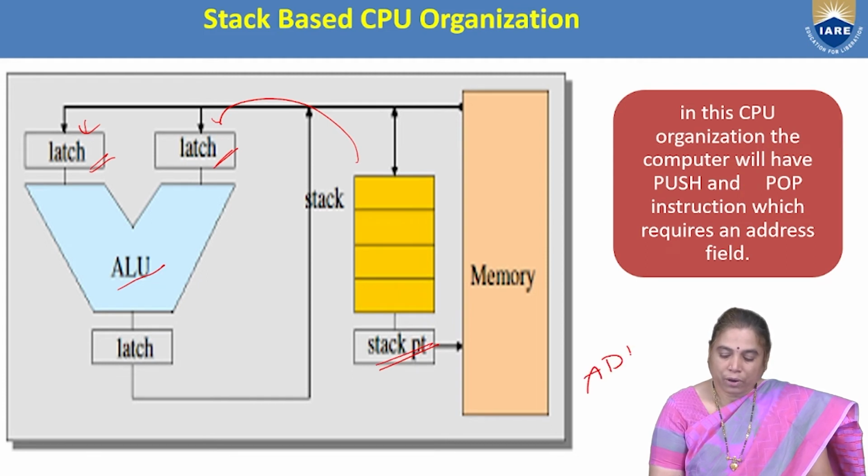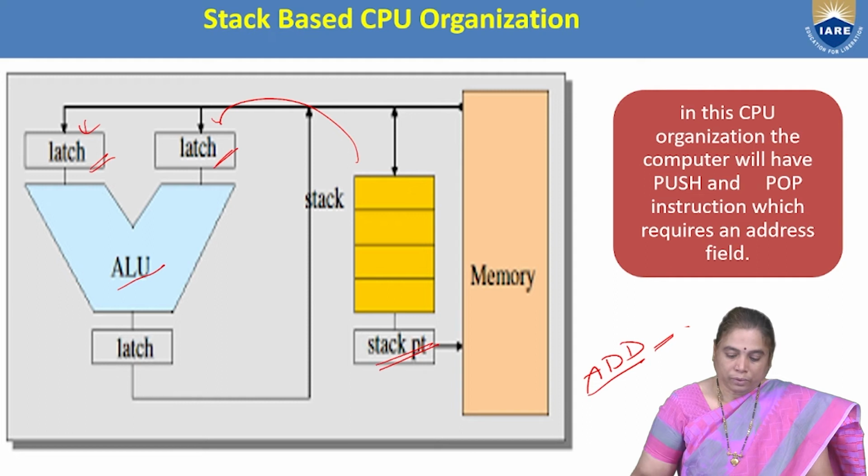We simply have to give what operation is to be performed, and these types of instructions we generally refer to as zero address instructions. Why? Because here we are not specifying the address. The data can be fetched from the stack itself. Only the operation that needs to be performed on the data is specified in the case of stack based CPU organization. So these are the three CPU organizations.